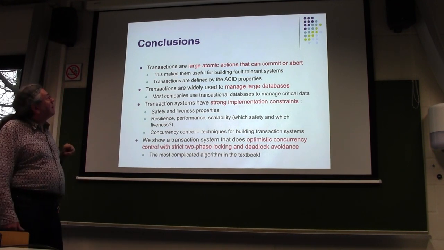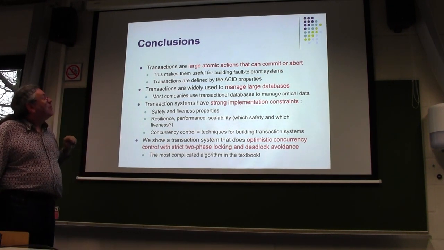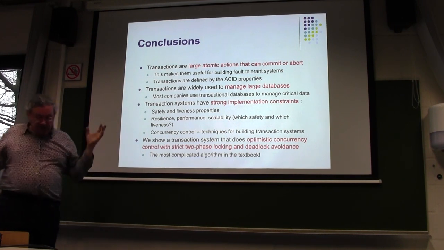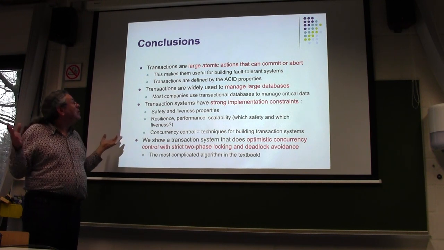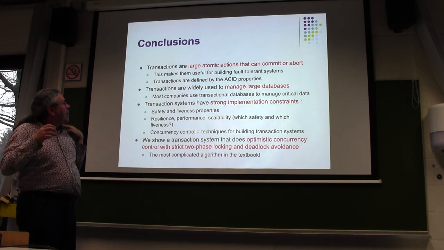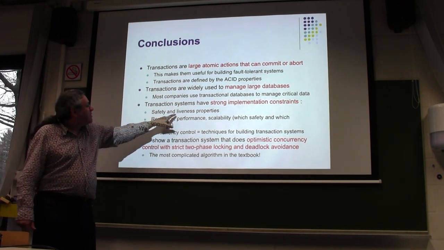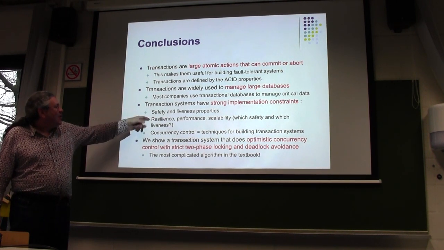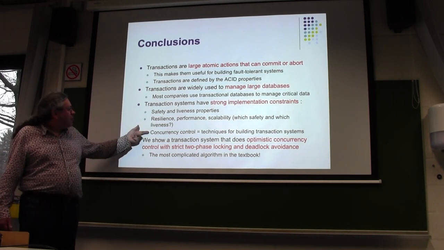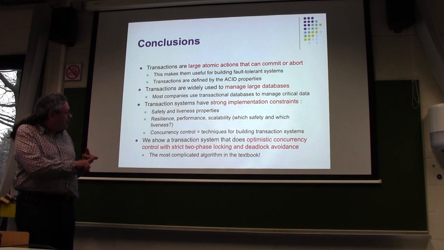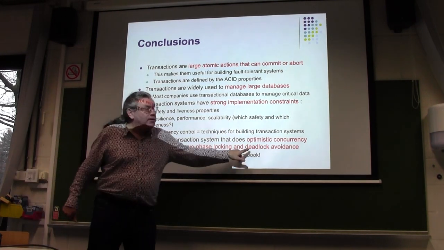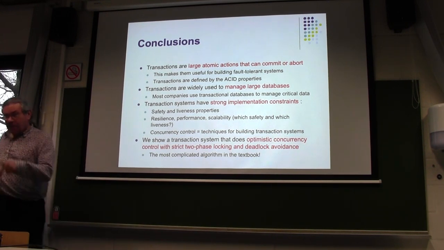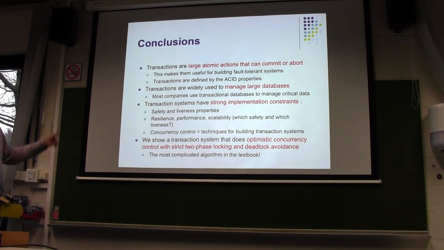So, conclusion: transactions are big atomic actions, very useful for fault tolerance, big fault tolerant systems, large databases. So this is a major thing. This kind of ACID transaction strongly supports the information economy. Without transactions, it would be much, much harder. Transaction systems have strong implementation constraints: safety, liveness, safety for serializability, liveness for deadlock, also other properties, resilience, performance, scalability. And we saw some concurrency control. We saw optimistic concurrency control with strict two-phase locking and deadlock avoidance. This phrase, we saw it, okay? It's the most complicated algorithm in the book. And if you want, you can see the code. It's doing exactly the state diagram I showed.